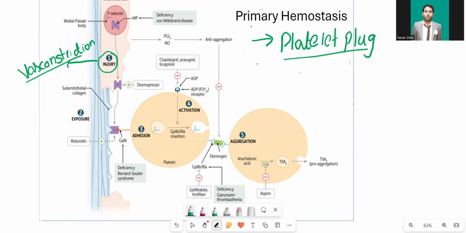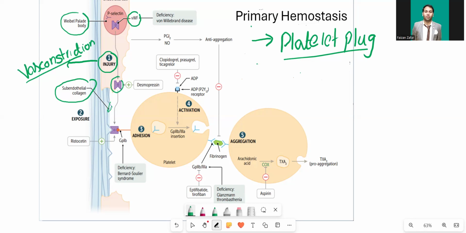After the transient vasoconstriction, due to the vascular injury, the subendothelial collagen is exposed. So in exposure, what happens? The von Willebrand factor that is present in the Weibel-Palade bodies of the endothelial cells and also the alpha granules of the platelet is released. This von Willebrand factor then binds to subendothelial collagen, right?